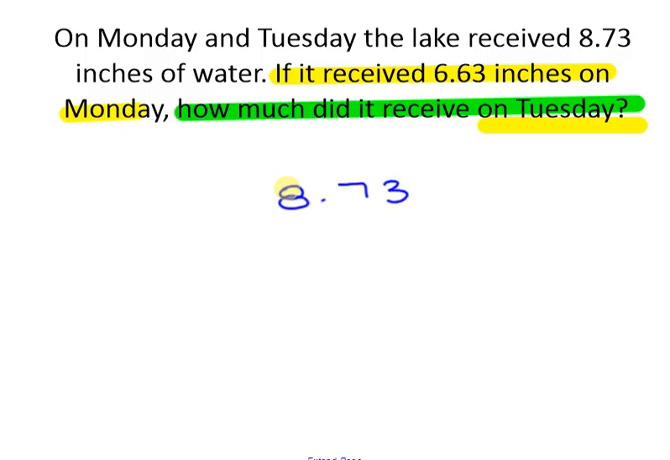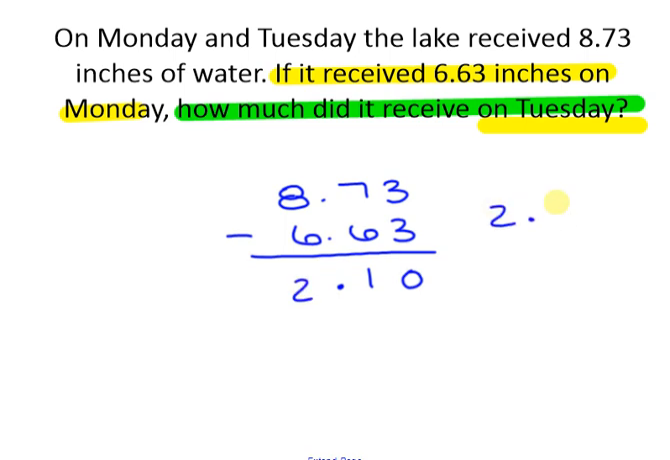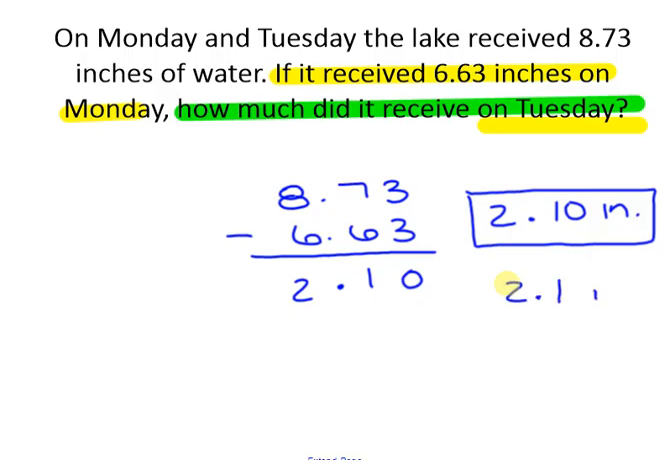So 8.73 minus 6.63. Let's go ahead and subtract. 3 minus 3 is 0. 7 minus 6 is 1. Bring down the decimal. 8 minus 6 is 2. Your answer is either 2.10 inches or 2.1 inches. Either way, same thing.